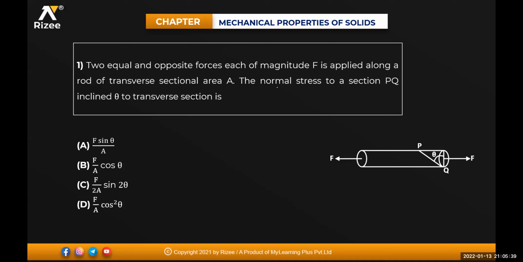See this question. We have two equal and opposite forces, each of magnitude capital F, applied along a rod of transverse sectional area capital A. The normal stress to the section PQ, see the figure, inclined at theta to the transverse section, is equal to how much? Can anyone try it out?